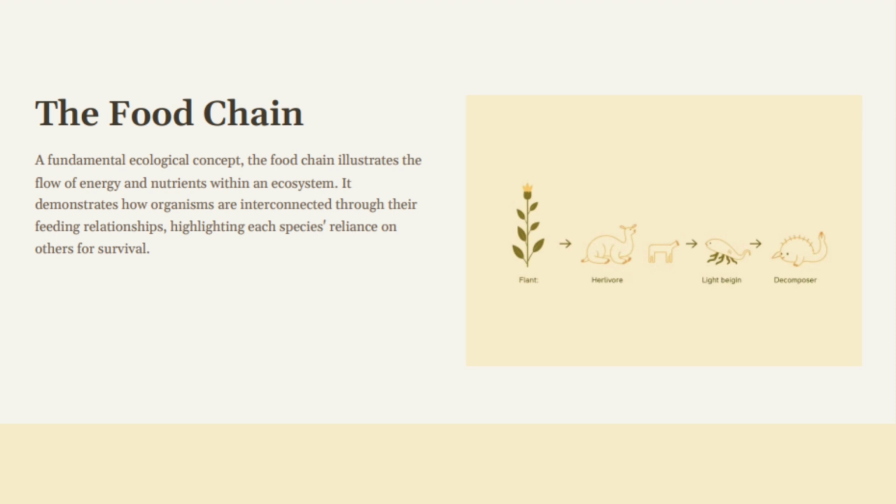So another definition of food chain is it is a fundamental ecological concept. The food chain illustrates the flow of energy and nutrients within an ecosystem. It demonstrates how organisms are interconnected through their feeding relationships, highlighting each species' reliance on others for survival.